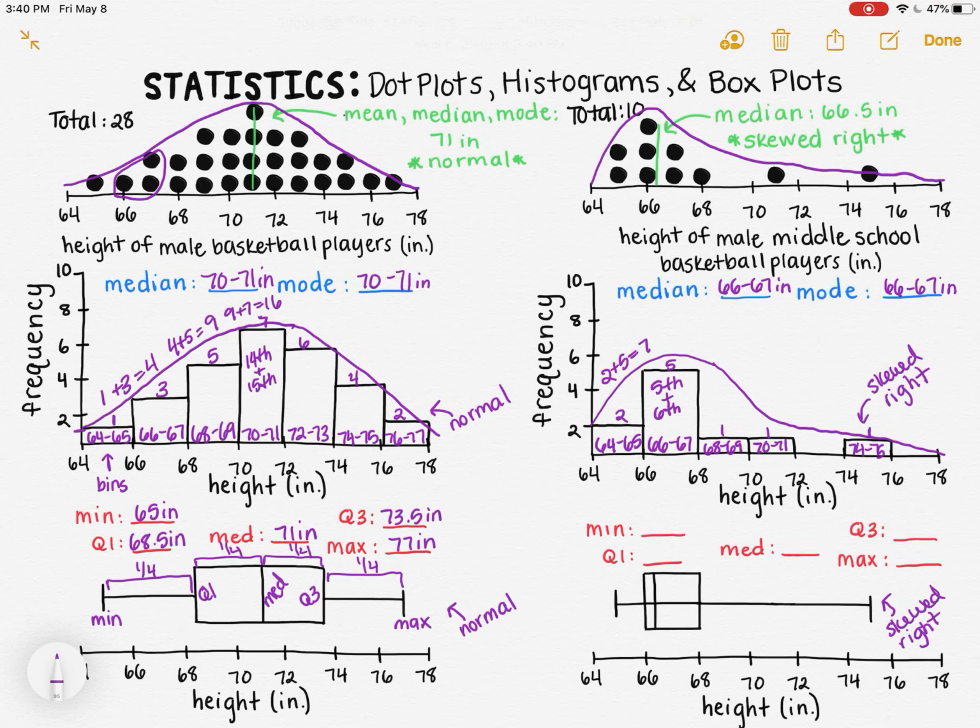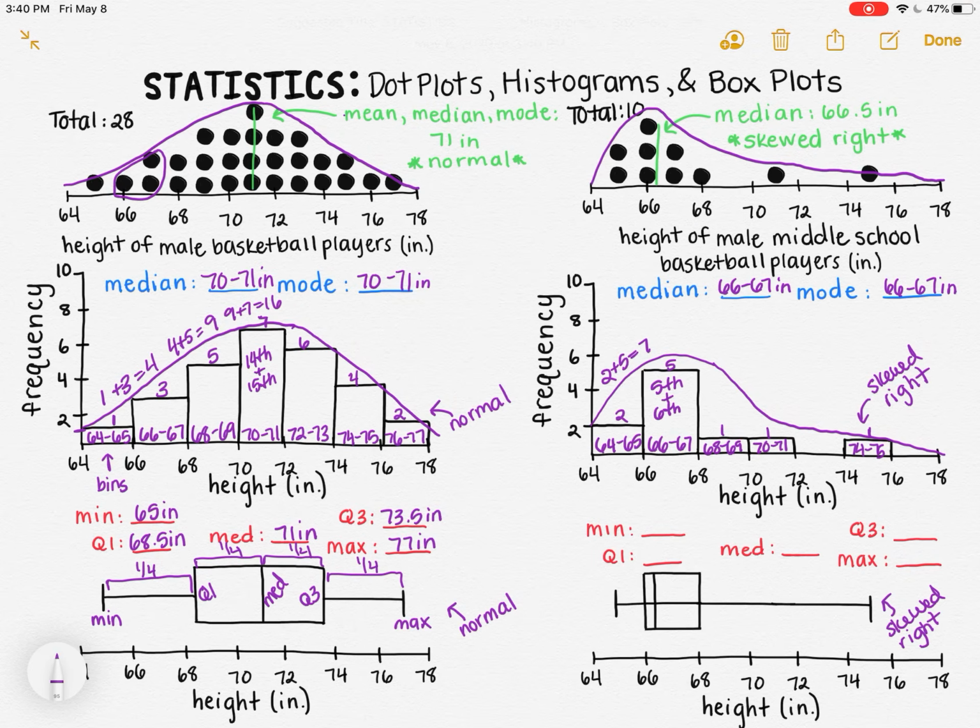So that's how you can find more information about the data that we couldn't have found in the histogram or the dot plot. It's really easy to see the quartiles in the box plot, whereas it's not as easy to see in the histogram and the dot plot. So that's one benefit of a box plot.